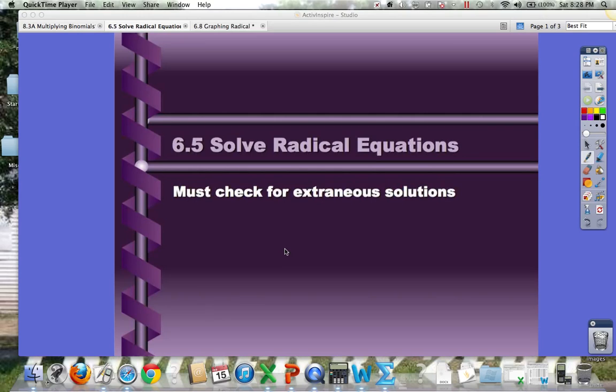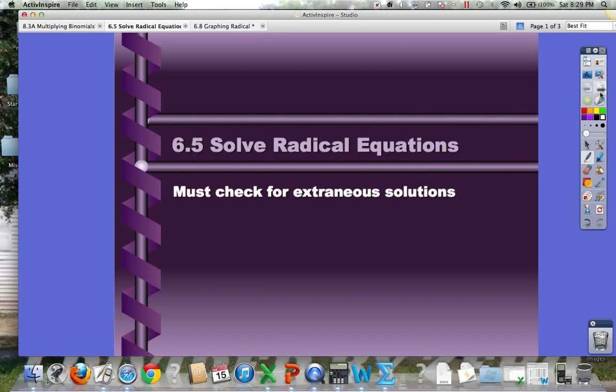6.5, solving radical equations. In this section, it's pretty easy. I think you'll like it. The one thing is I can strongly suggest that you always check for extraneous solutions, because sometimes some of the problems will come up with answers, none of them will work. Sometimes one will work. Sometimes both will work. But most of the time, you're going to have to check. And I'm going to show you a way mathematically to check it and by the calculator. All right, so let's get started.